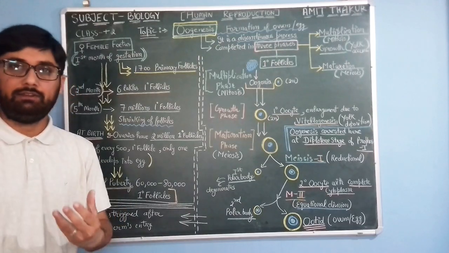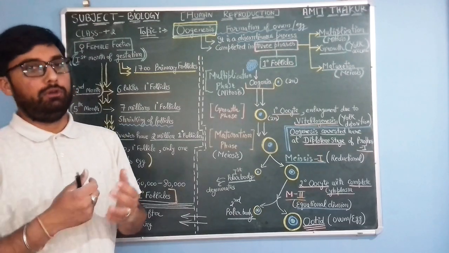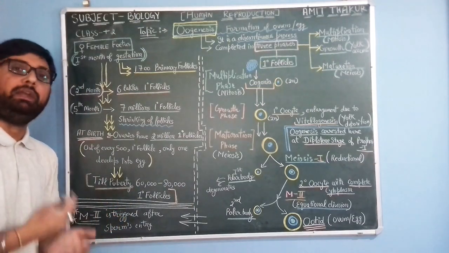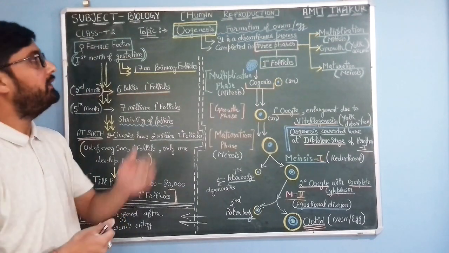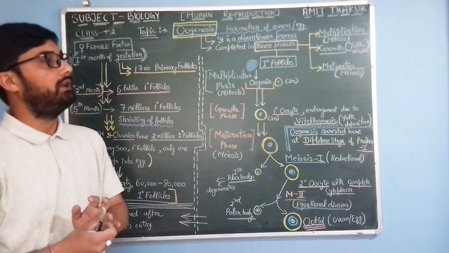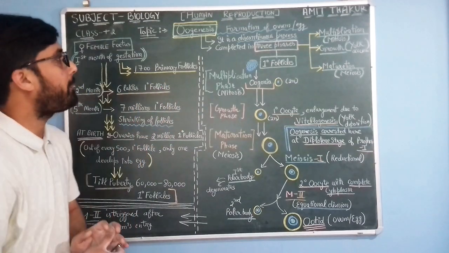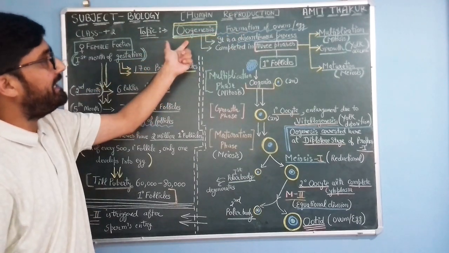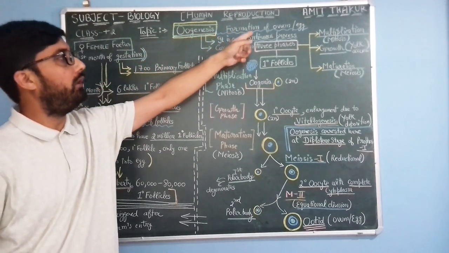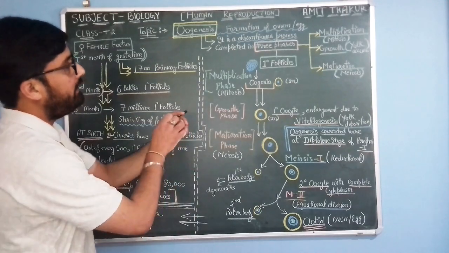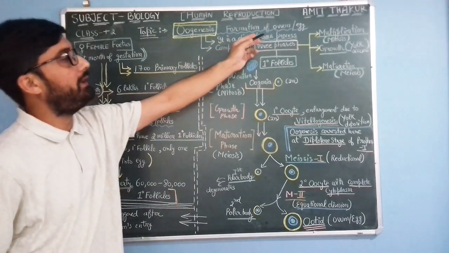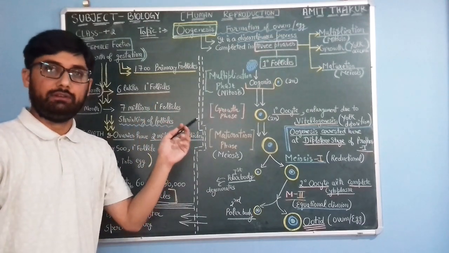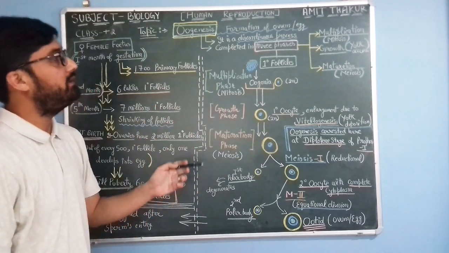What is oogenesis? Development or formation of an ovum or an egg in the female reproductive system, especially in human females. So as I have written over here, oogenesis is the formation of an ovum or egg. It is a discontinuous process. Why is it a discontinuous process? We will discuss it later in this lecture.